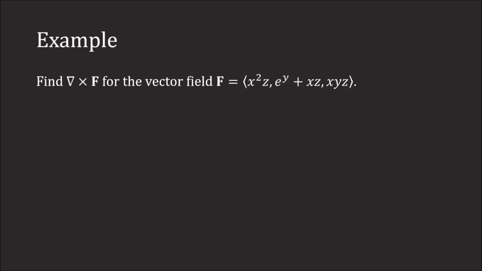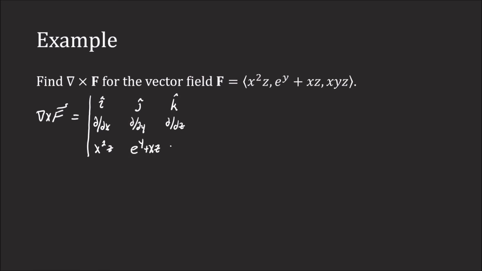Alright, so we want to find the curl of this vector field here: x squared z, e to the y plus xz, xyz. So del cross F. Now again, we can think of this as a standard cross product. And remember, when we studied cross products, we can set up a 3x3 matrix to evaluate it. So the second row will be partial x, partial y, partial z, and then we'll have x squared z, e to the y plus xz, and then xyz.